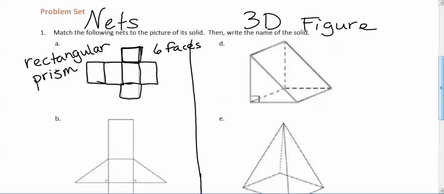But we call each of these sides a face. And what we're going to do tomorrow is find the surface area, find the area of all of the faces of a net, okay, or a 3D shape.